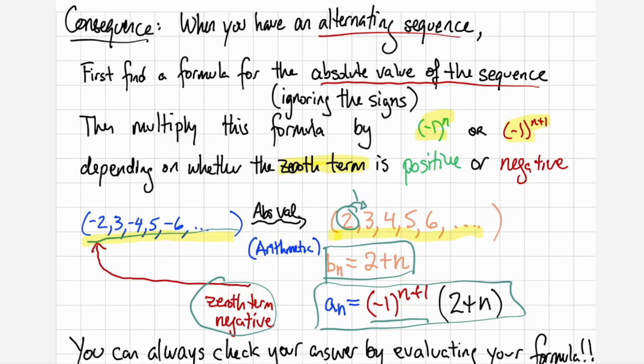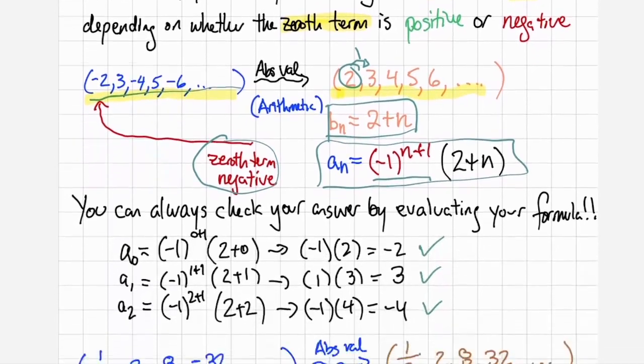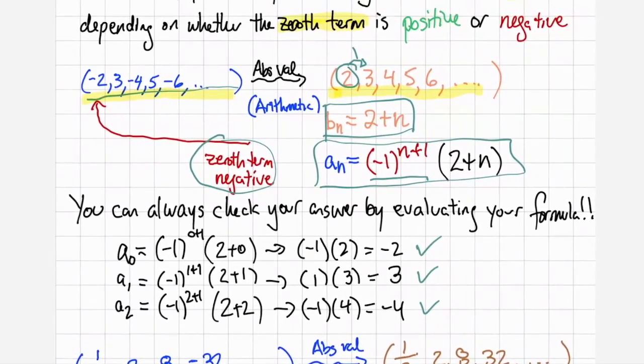So this expression right here, a sub n is equal to negative 1 to the n plus 1 times 2 plus n. Something that's really useful is you can always check your answer by plugging in values to your formula. So when n is equal to 0, we plug in n equals 0 here. We see we get negative 1 to the 0 plus 1 times 2 plus 0, which is negative 1 times 2, which is negative 2.